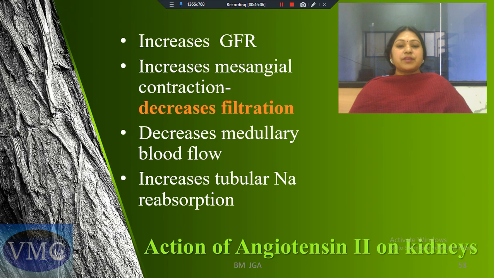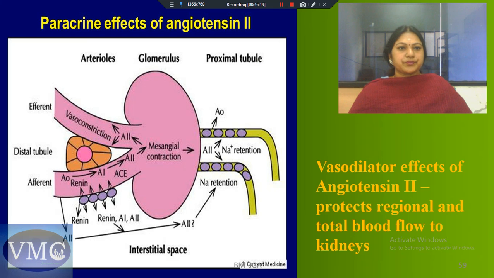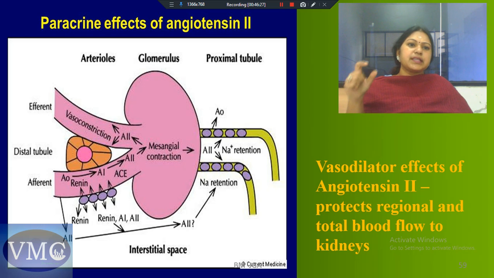So what is its function in the kidney? It increases GFR, increases mesangial cell contraction, decreases filtration. This is in opposition, okay? Decreases medullary blood flow, increases tubular sodium reabsorption. So this is a paracrine function of angiotensin II. Now we have looked at the overall systemic functions, but what exactly happens in the kidney?